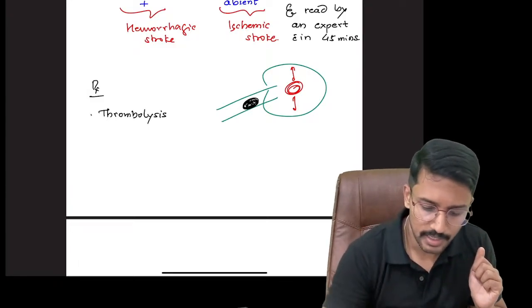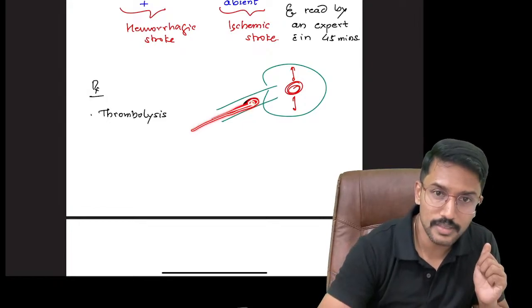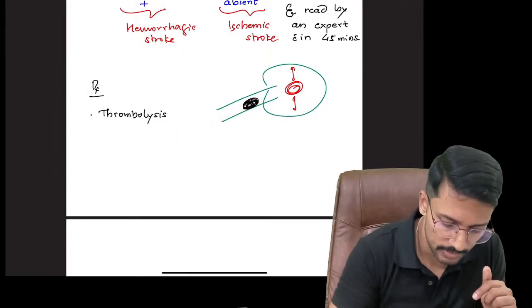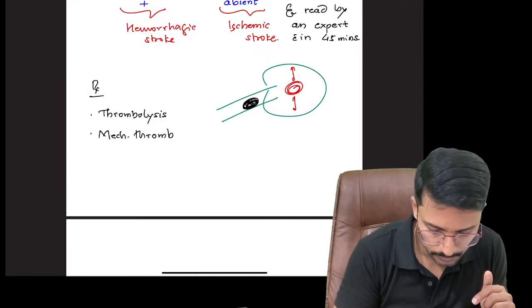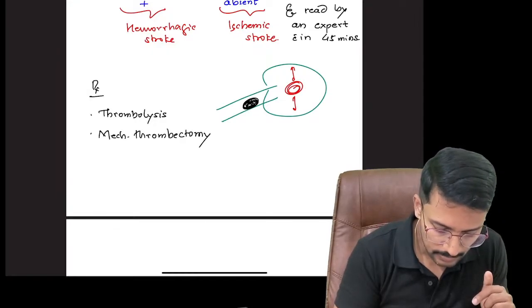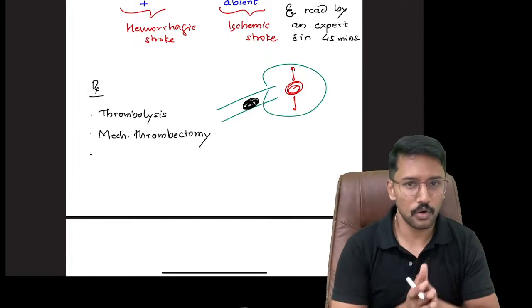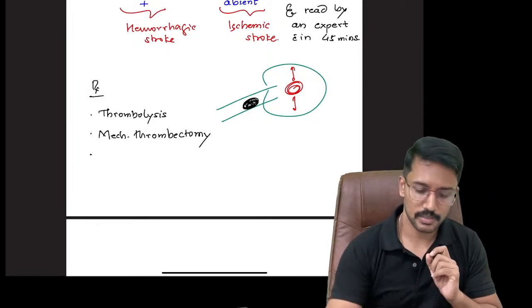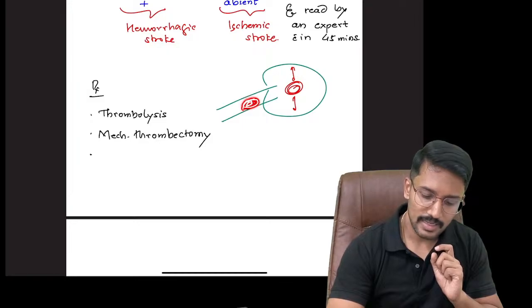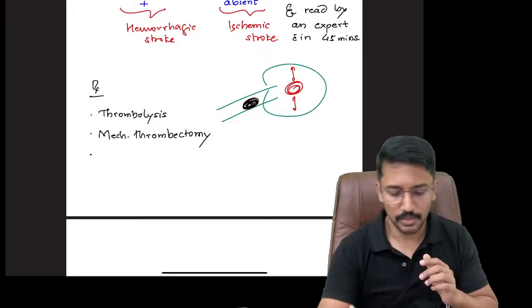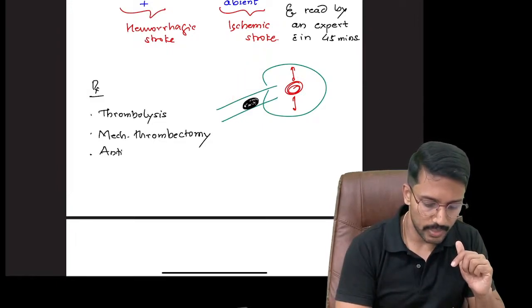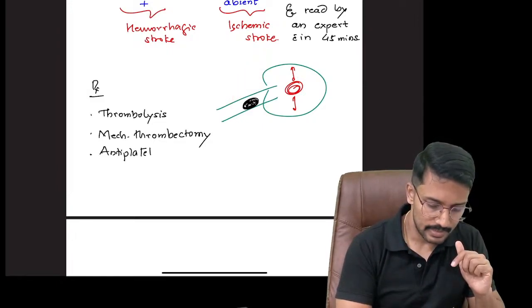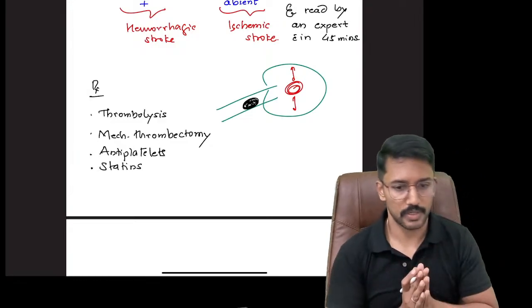Second thing I can do is put a wire and pull this clot out, clear this clot. We will call it mechanical thrombectomy. The third thing I can do, if these two are not possible, is at least ensure that this clot doesn't propagate further, doesn't become bigger, and that clots don't form in other blood vessels. For this, I can give them antiplatelets, and I can give them statins so that atherosclerosis doesn't progress.